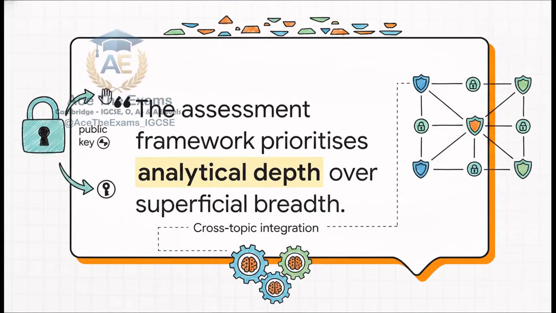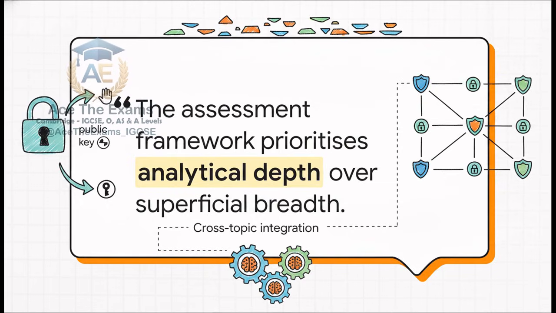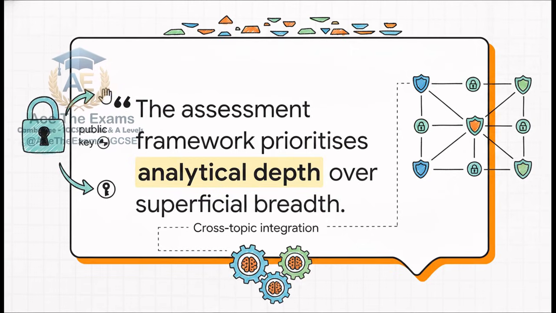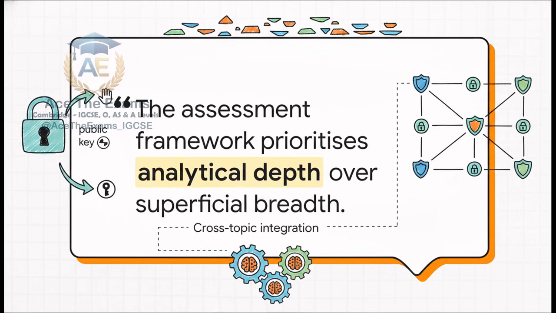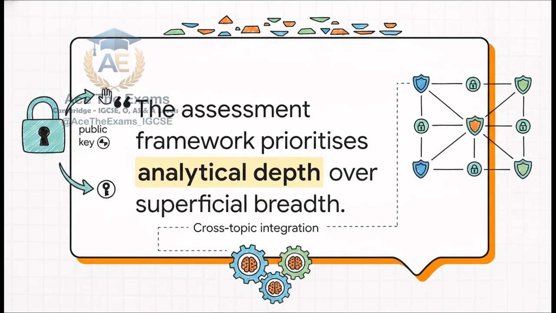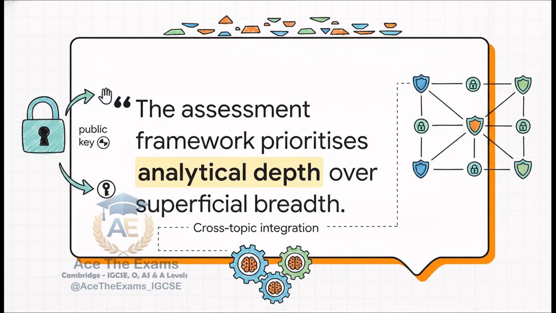Which brings us to a really foundational rule of this entire syllabus. The assessment framework prioritizes analytical depth over superficial breadth. Examiners are strictly grading you on precise definitions and, crucially, your cross-topic integration. If you can connect the principles of asymmetric encryption to, say, network security protocols or data privacy legislation that you learned about elsewhere in the syllabus, you are showing them that connected, conceptual understanding that examiners absolutely love. That's what gets you the top marks.